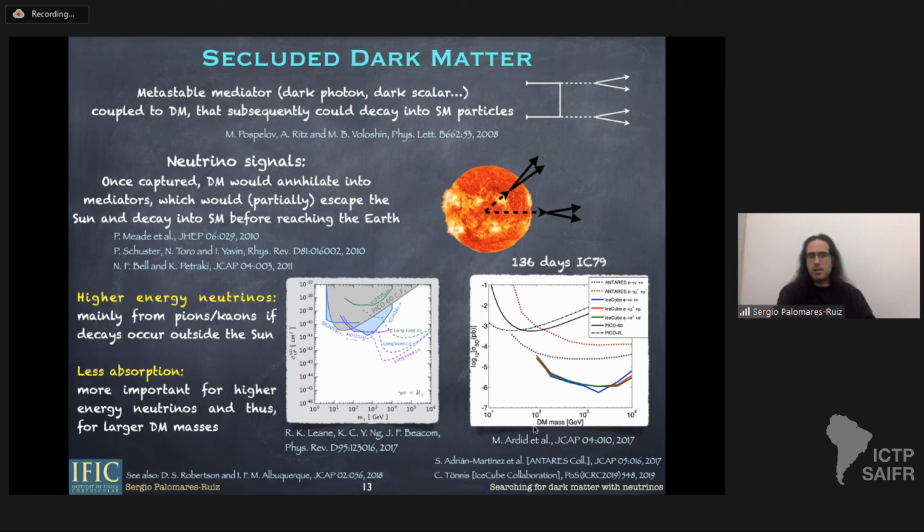And actually, this has been studied in different papers, and the main outcome is that we can set bounds a couple of orders of magnitude more stringent than what we have in the standard scenario. Also, there is only an analysis using old IceCube data.